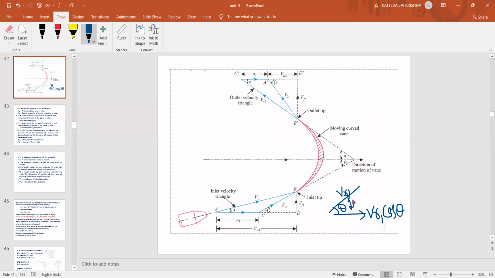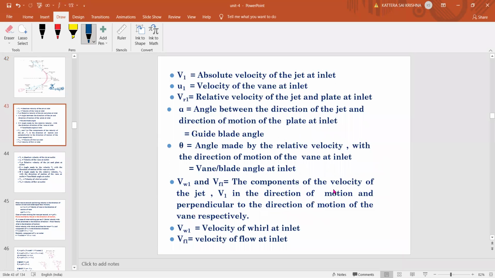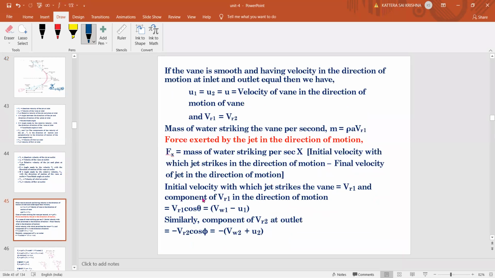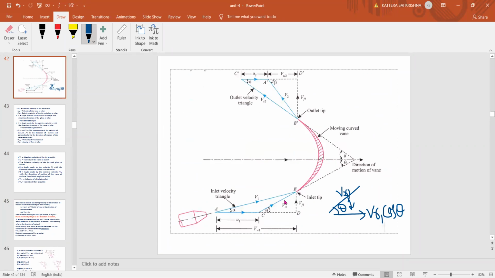Are you able to understand what I'm asking? We are checking with relative velocity only. So VR1 in x direction I want. In x direction is VR1 cos theta. Okay. So that is the thing we have written here. VR1 in the direction of motion is nothing but in x direction. So in the x direction it is VR1 cos theta. Okay. Right. So now we got VR1 cos theta. This length from C to D is VR1 cos theta.